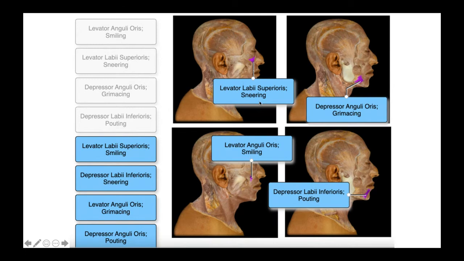And then you have these two that are antagonistic to one another, right? You have the levator labii superioris. What's the opposite of levator, or to elevate? That would be depress, so that's the depressor. Labii just means lips. And then superioris, the opposite of that is inferioris. So levator labii superioris would be giving like a sneering type of look. And then depressor labii inferioris would give you this pouting type of look.